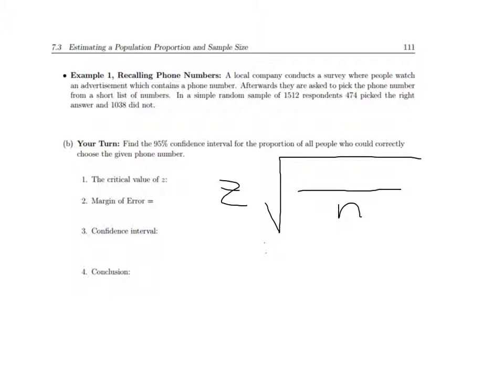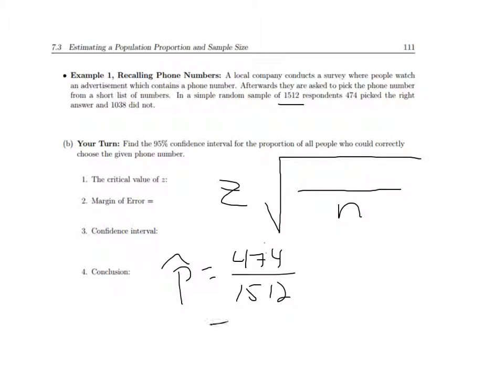So what we do is we need to find p hat. What's the sample proportion? Let's see, in this case, what proportion of people called the phone number after watching the advertisement. So 474 people out of 1,512 made the phone call. So that's our sample proportion.